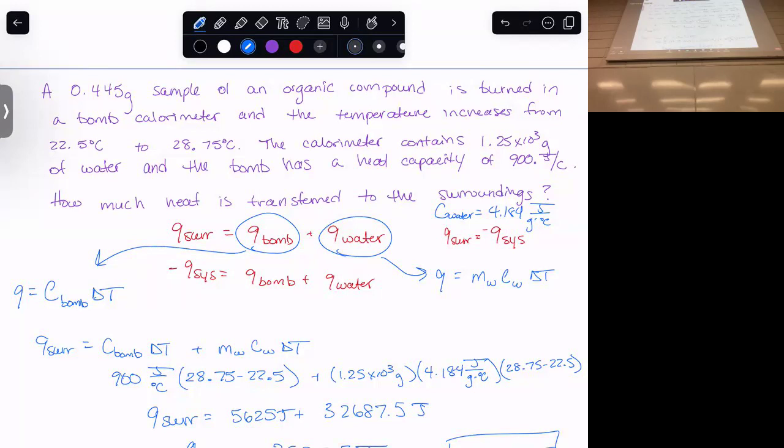Anything else? Okay. Any other questions based off of Q or just in general? Is that where we're struggling most? We'll do one more question with the heating curve.